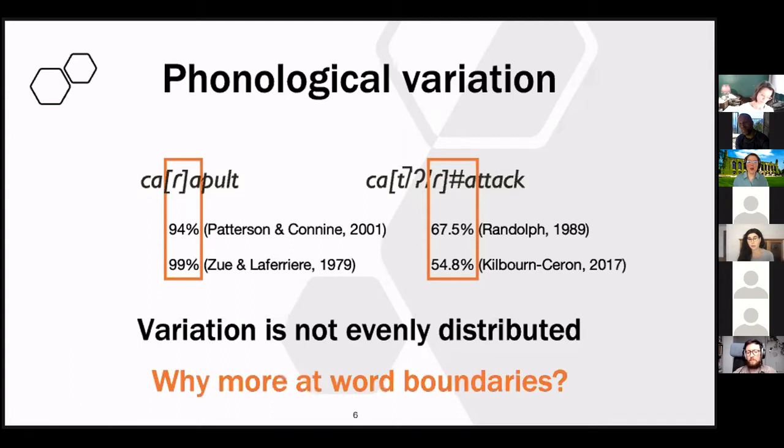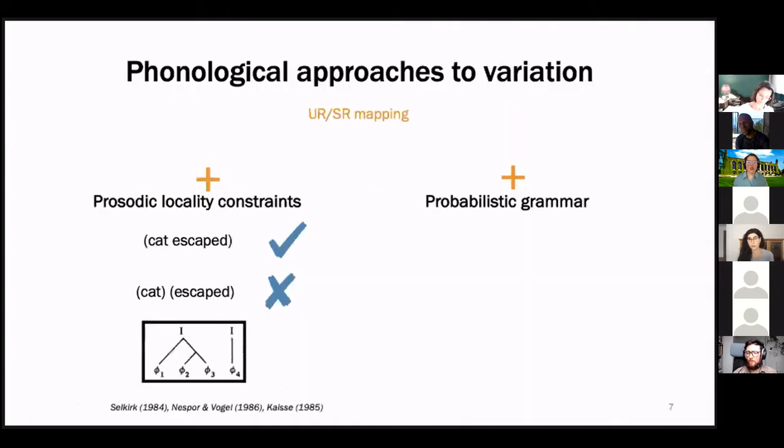In particular, there's a lot more variability at word boundaries, right? That's not because there's something special about this word and this word. It's a broader generalization about word-internal context versus when the sound is at the edge of a word. So why is this variation more present at word boundaries? Some phonological explanations for this could be prosodic locality constraints, which is one of the things that have been proposed to explain this type of variation.